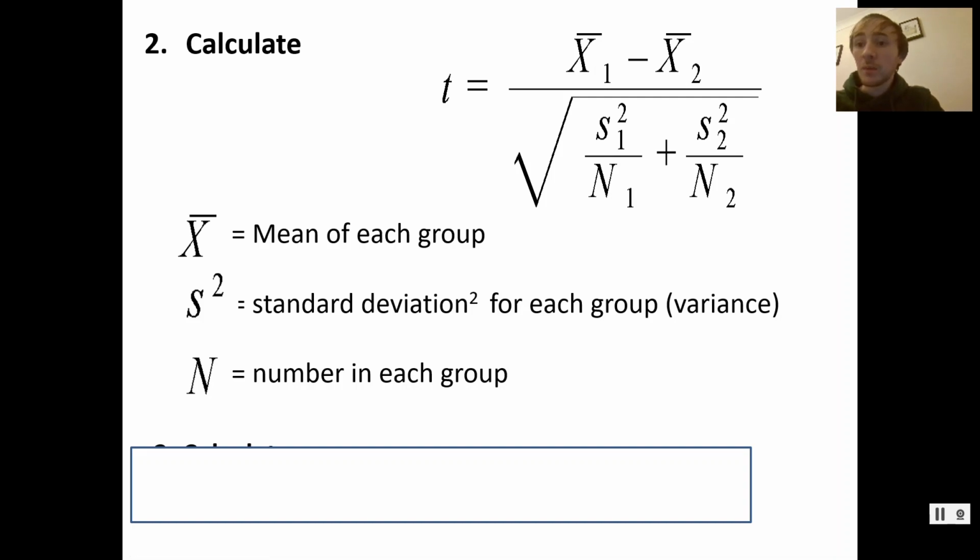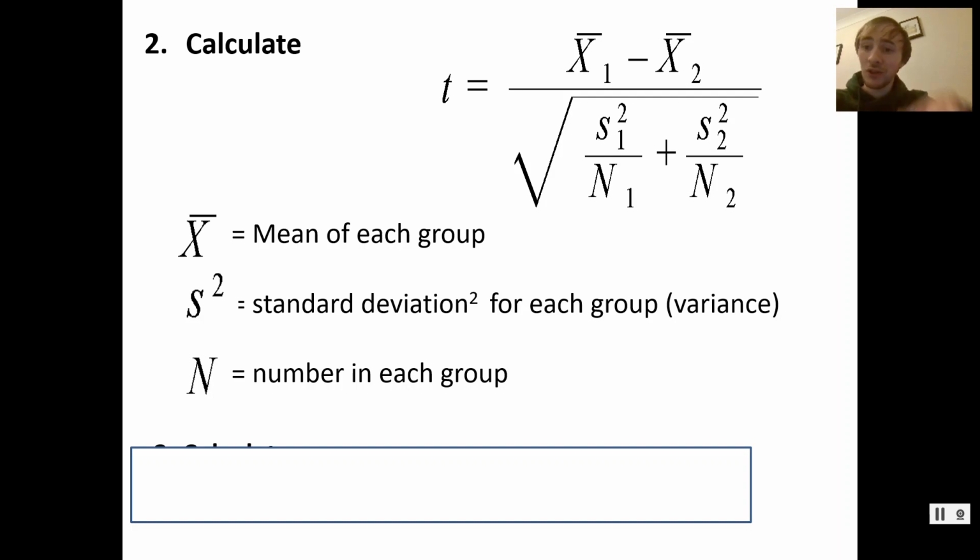So let's say I was doing Spanish people's heights versus British people's heights. X bar 1 might be the mean of the Spanish people's heights, minus X bar 2. Well, that would be the mean of the British people's heights. So you do one minus the other. One mean minus the other mean. And remember, always comparing two different samples. So you always get a mean for one, mean for the other, and you then do one minus the other.